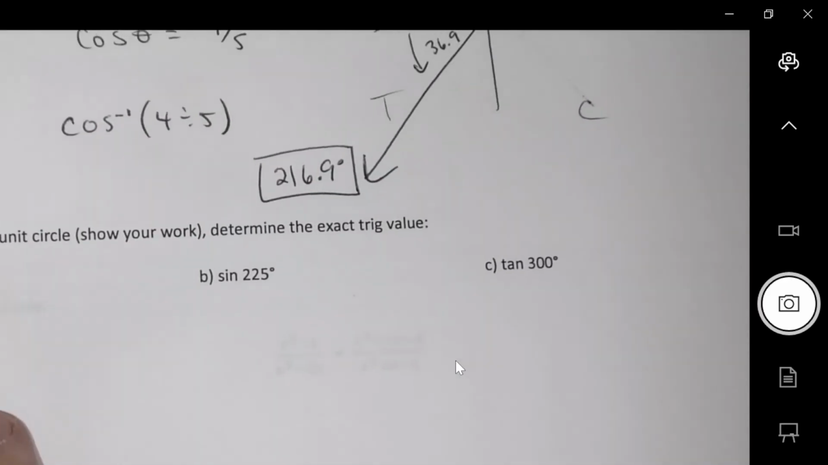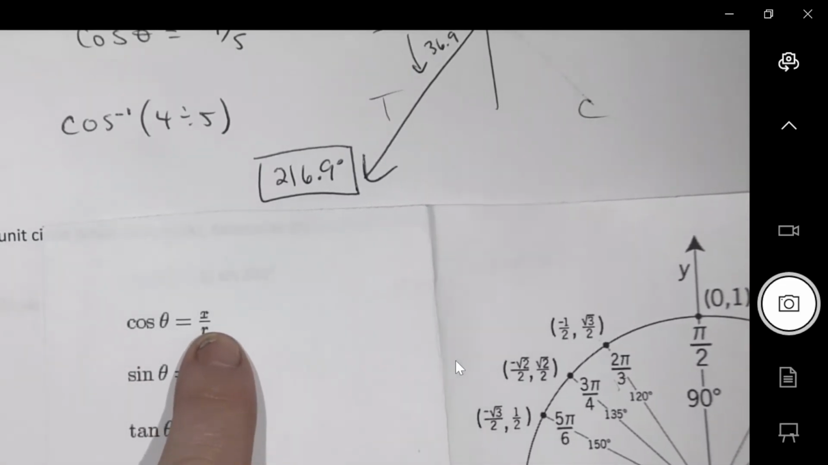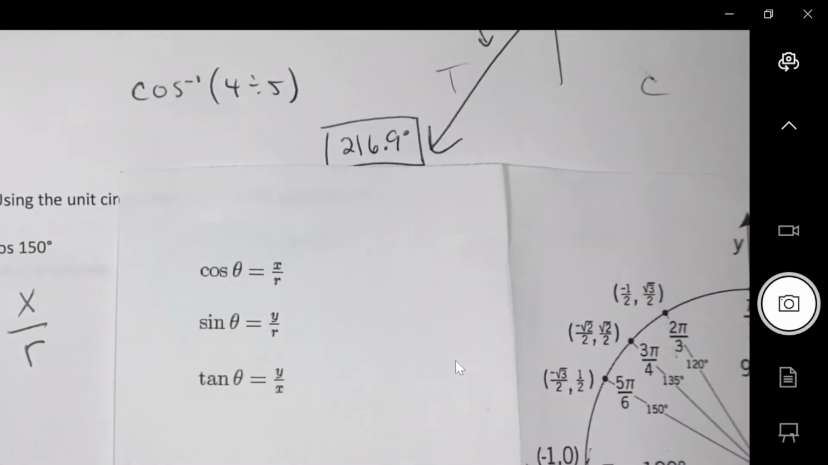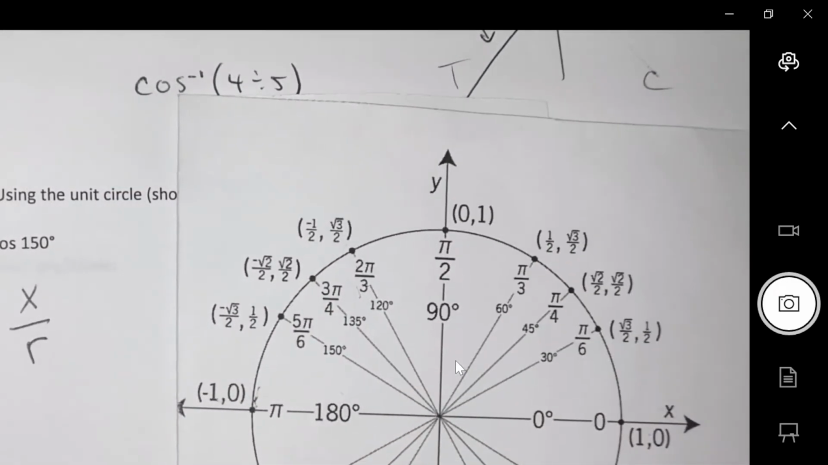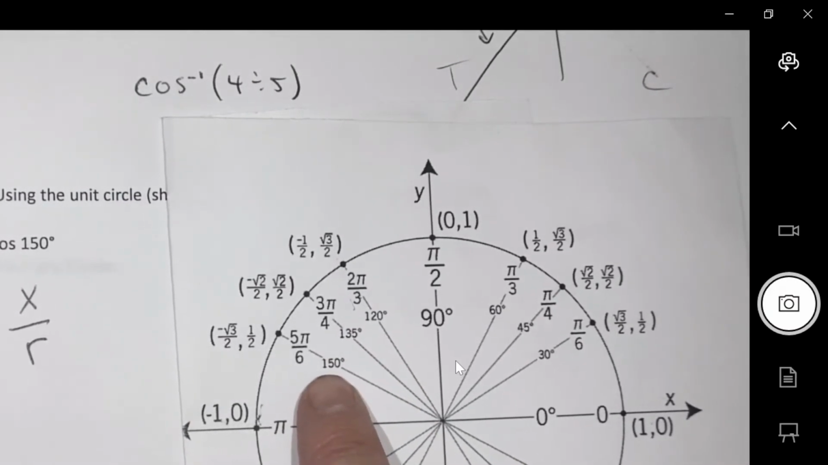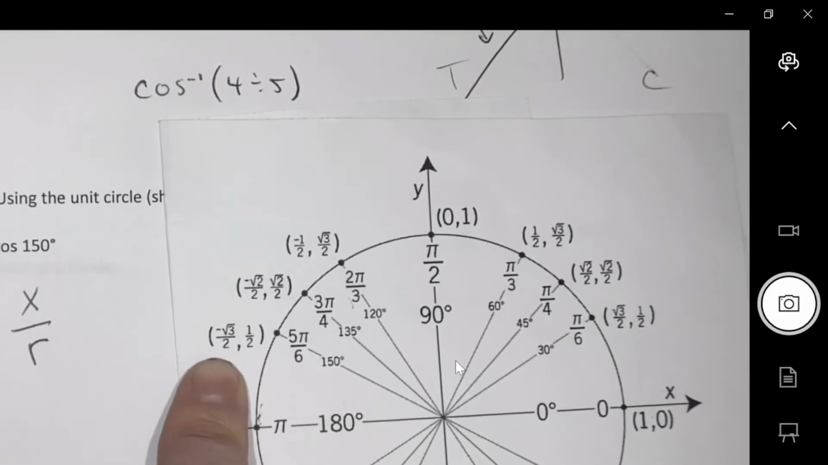Okay, so cos of 150. So first of all, cos is x over r. So now I'm going to go to 150. So here I am. What's the x value? So I take the x coordinates, so negative root 3 over 2.